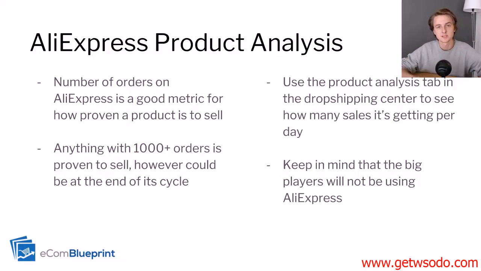However, that doesn't mean that it's at the start of a cycle, right? It could be at the end of the cycle. And that's why you need to combine all these different methods. You don't just look at the number of orders. You look at the number of orders, look at the trend, etc. And so one way that you can see the trend of the sales of the product on AliExpress is using the product analysis tab. And the product analysis tab will let you see how many sales the product is getting per day. And so that's a great way to know if it's actually selling right now.